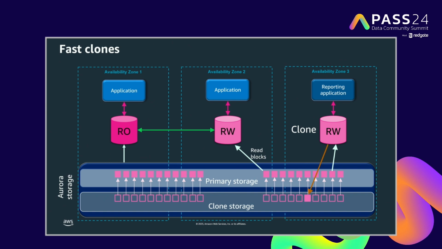Then you can take a clone. You can take a clone of the Aurora Postgres, and you can upgrade it to the next version. You can test your application. So that's another use case. Okay?